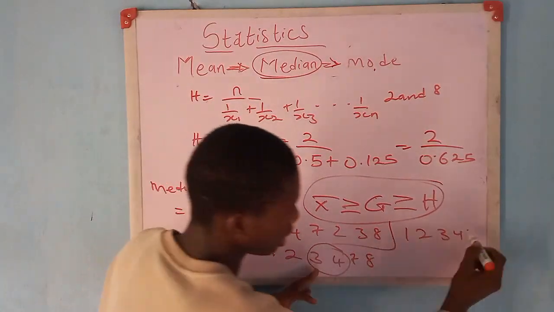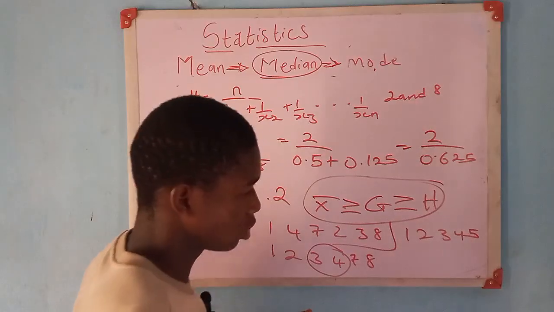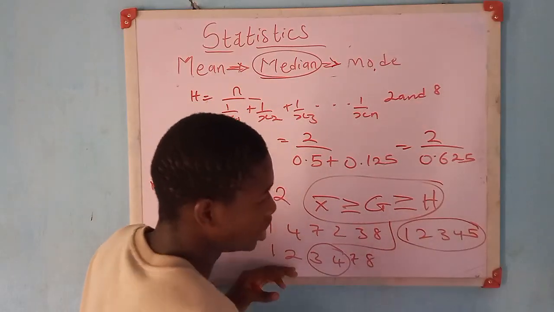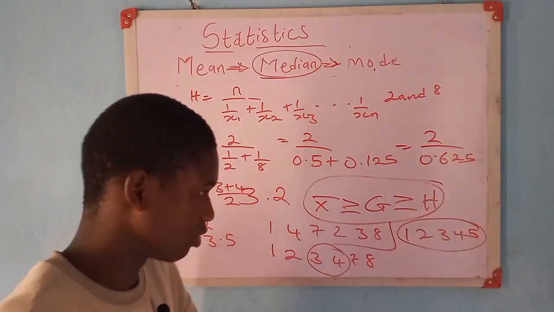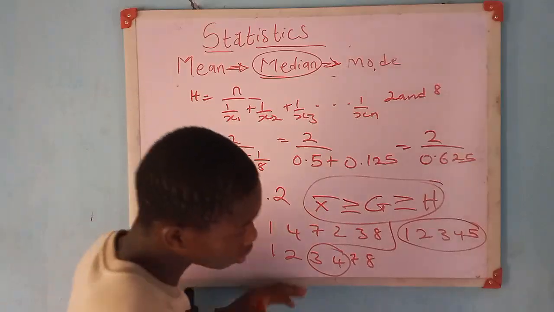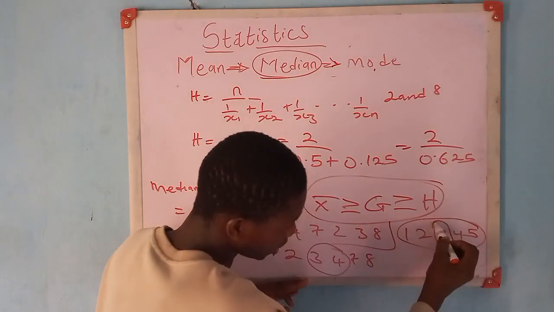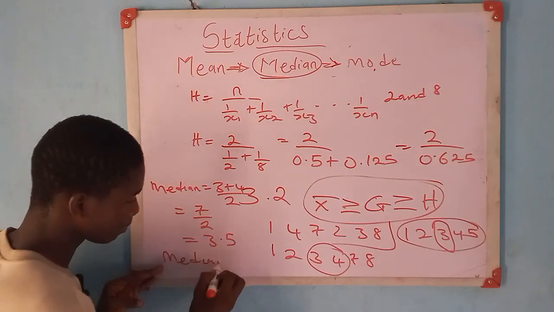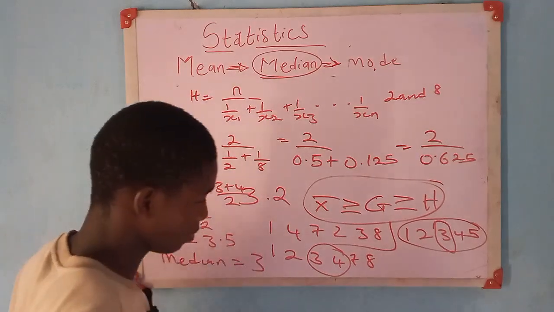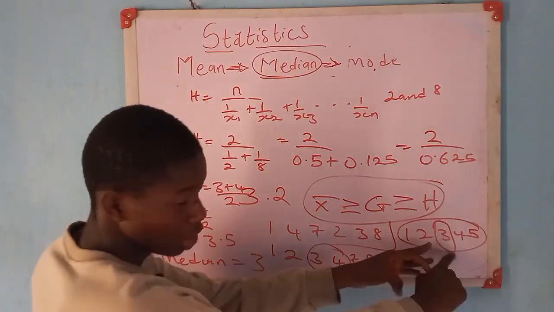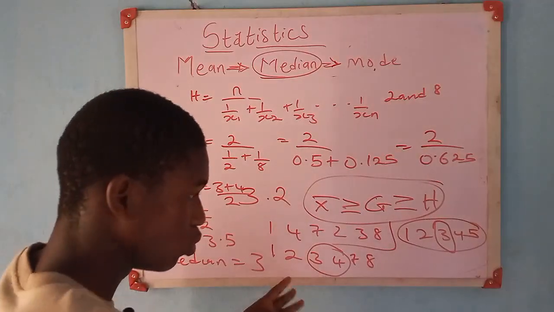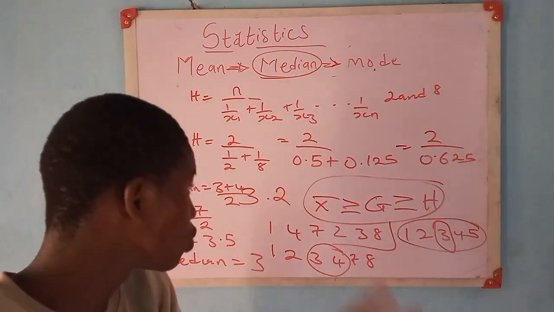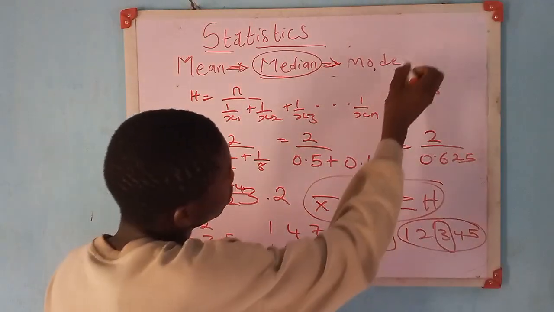So let me say I have 5 here, for instance. If you look at this data, it's already arranged in ascending order, from the smallest to the biggest. So what I just pick is the middle one, which is 3. So in this case, our median is just going to be 3, because it's the only one in the center. If there are 2, we need to add them together and divide by 2.